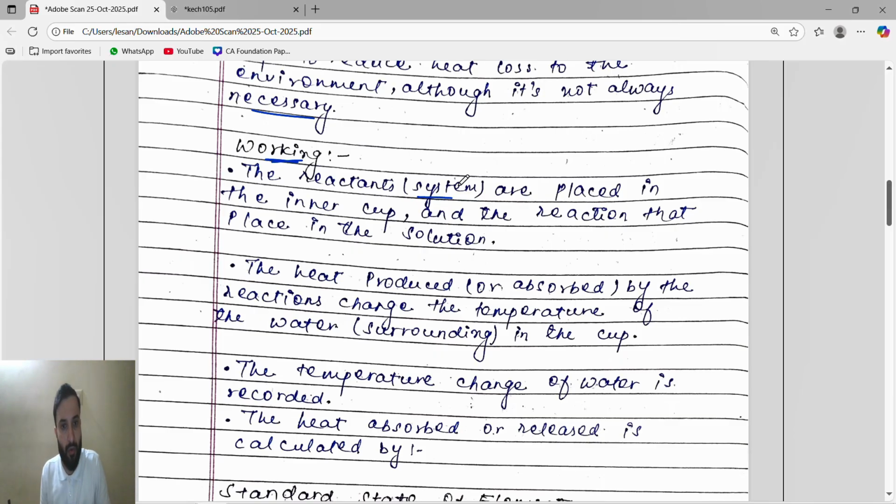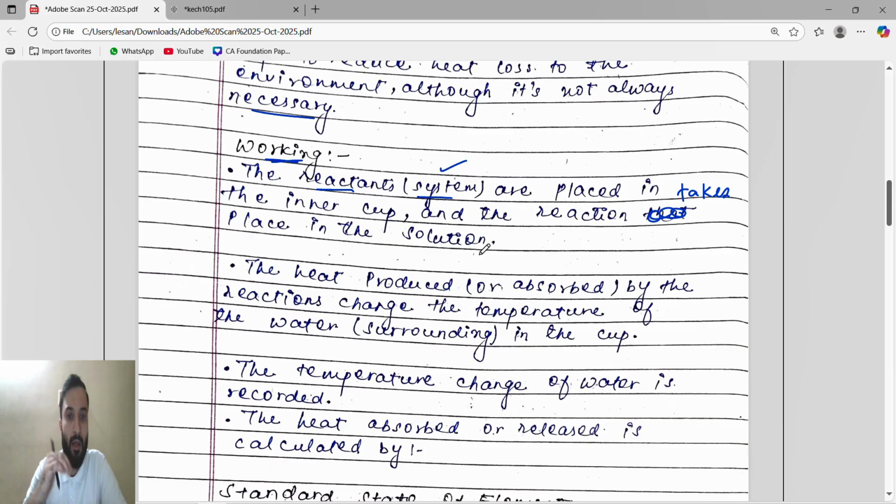Other than that is the surrounding. The reactants will go through the process of reaction. So we will focus only where the reaction is happening. That's why the reactant is also called the system. So the reactants, the system, are placed in the inner cup, and the reaction takes place in the solution.